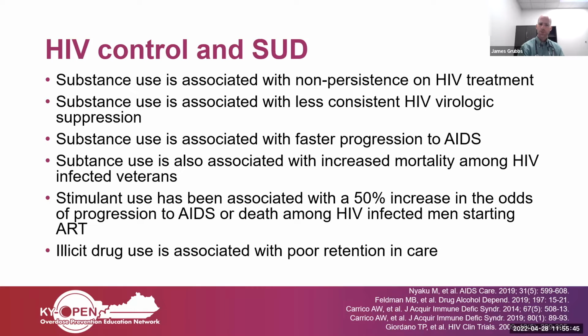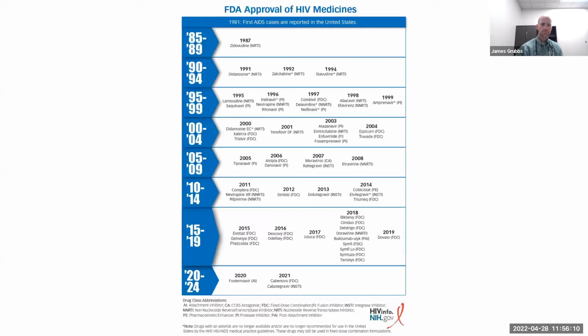Apart from just opioid use disorder, stimulant use disorder has also been associated with a 50% increase in progression to AIDS or death among HIV-infected men who are starting antiretroviral therapy. And again, just reiterating that any type of illicit drug use, whether it be injection or not, has been associated with poor retention in HIV care. These are just some highlights of studies from over time.